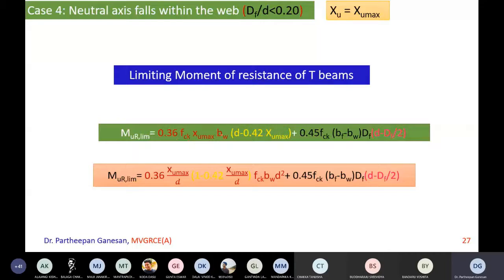In your code, what they have done is they have taken this D outside. So D will come out. So it is written in this form, 0.36 fck XU max by D. This will become 1 minus 0.42 XU max by D into fck bW d square, like that, right? Plus the other term, this will remain the same. Now I am going to show you this equation in the code.